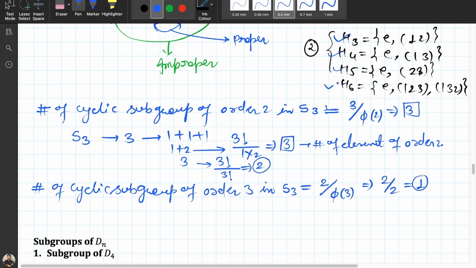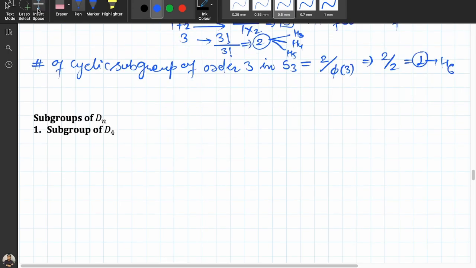So one subgroup of order 3, that is H6. H3, H4, H5 are order 2, and this is the order 3 subgroup. Okay. This is very easy.